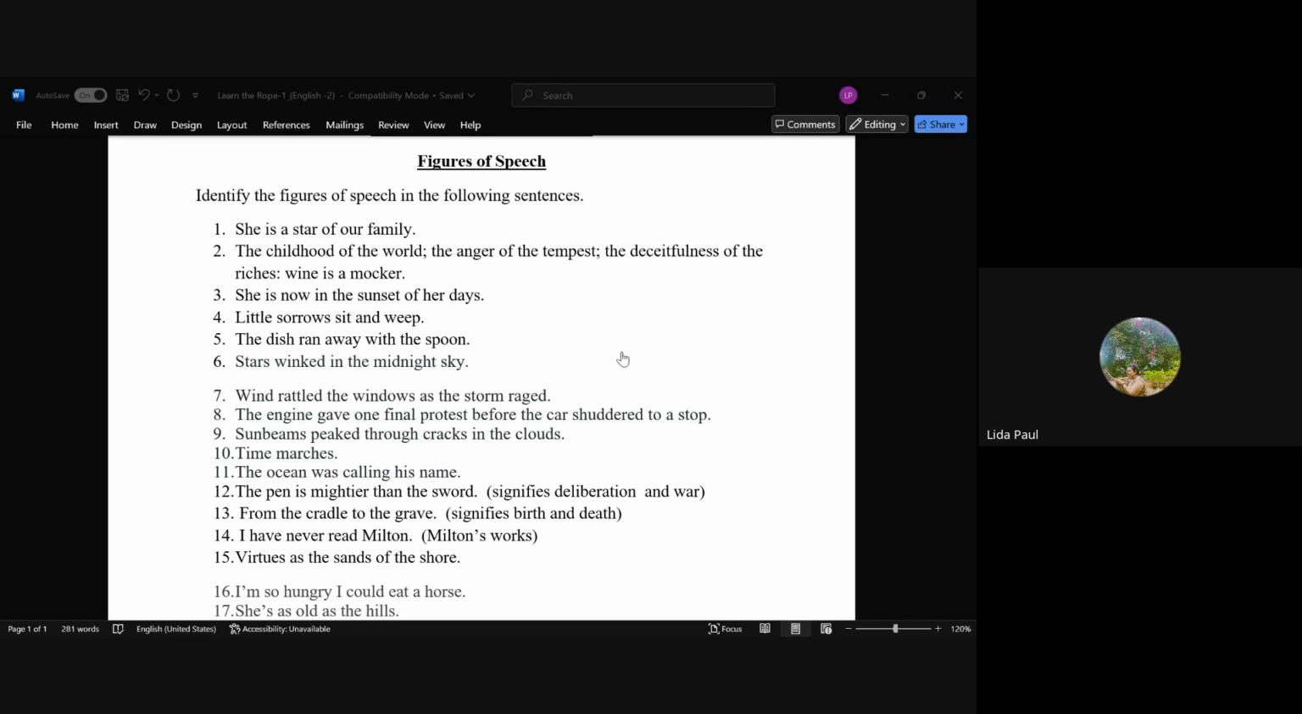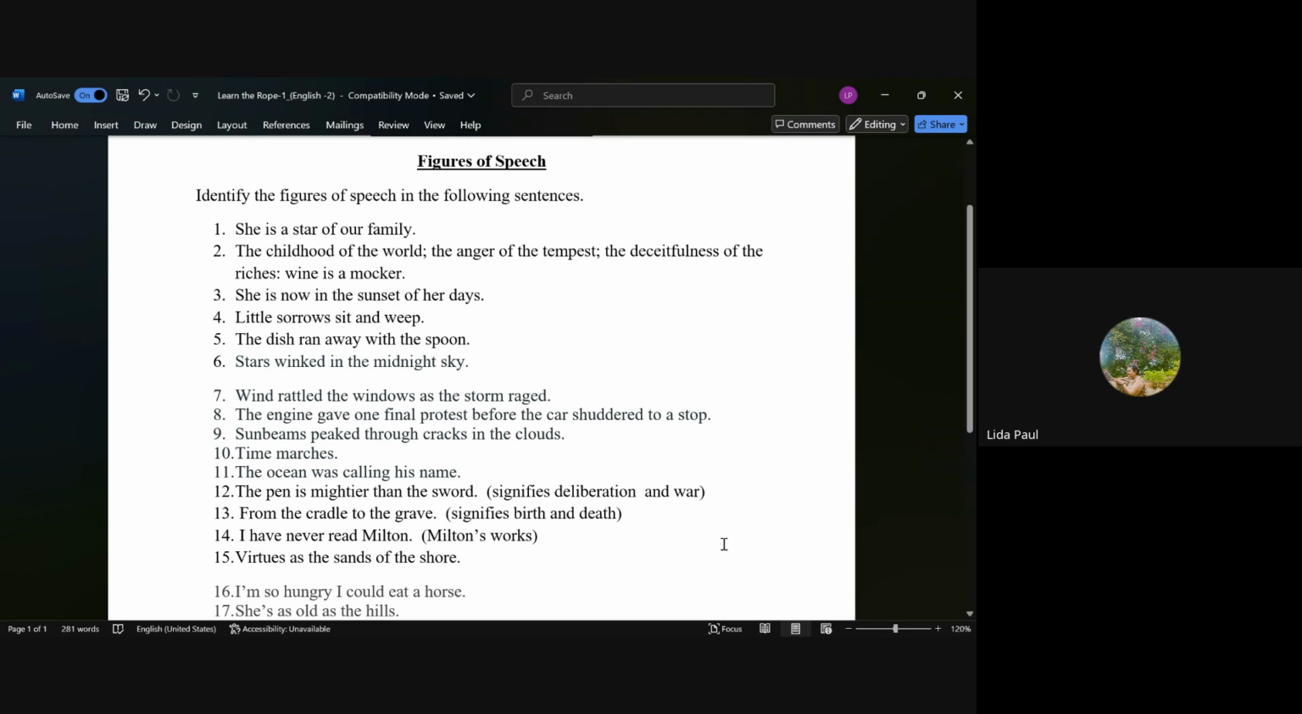So does the word Milton there, by any sense, give you a sense that it represents the whole of Milton's works? No, right? So the person is saying that I have not read any of it. Any of it is different from all of it. Here, a lot of people do get confused. They interpret it that way, but the actual figure of speech should be metonymy, not synecdoche.